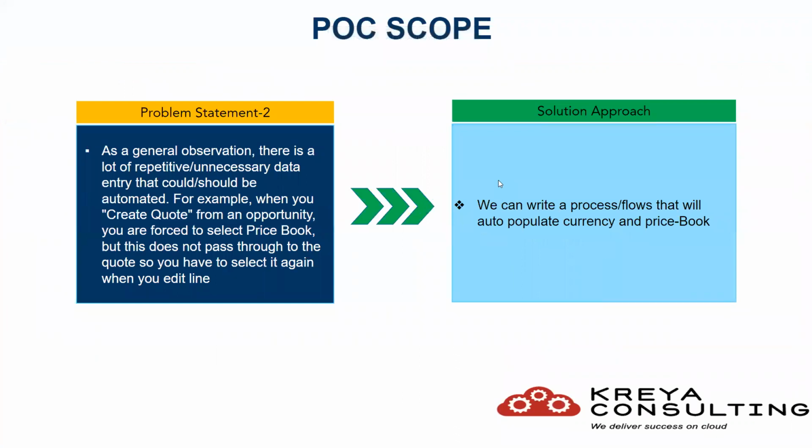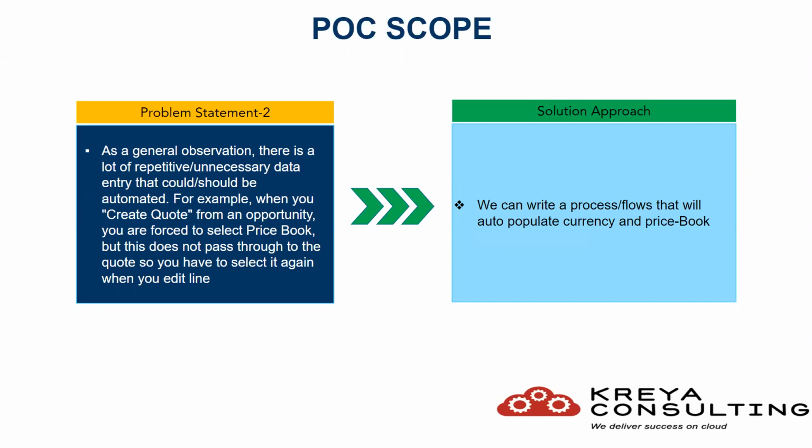My second problem statement is that the customer has some observations. There is a lot of repetitive or unnecessary entry that could or should be automated. For example, when you create a quote from an opportunity, you are forced to select a price book, but this does not pass through to the quote, so you have to select it again when you edit the quote line.